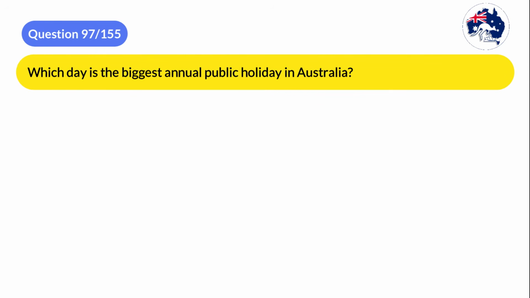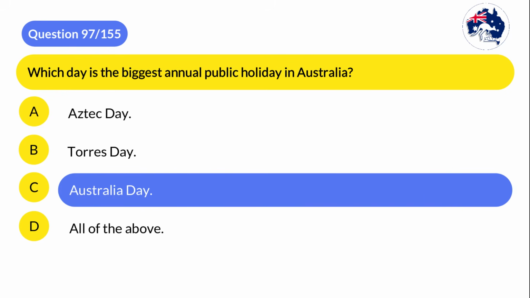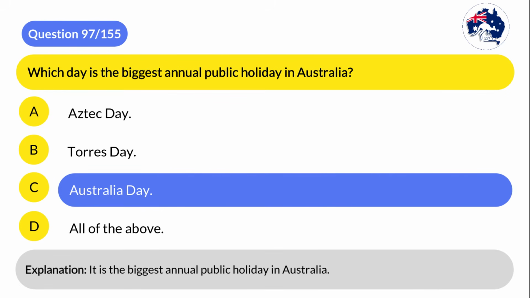Question 97. Which day is the biggest annual public holiday in Australia? A. Aztec Day. B. Torres Day. C. Australia Day. D. All of the above. The correct answer is C. Australia Day. Explanation: it is the biggest annual public holiday in Australia.